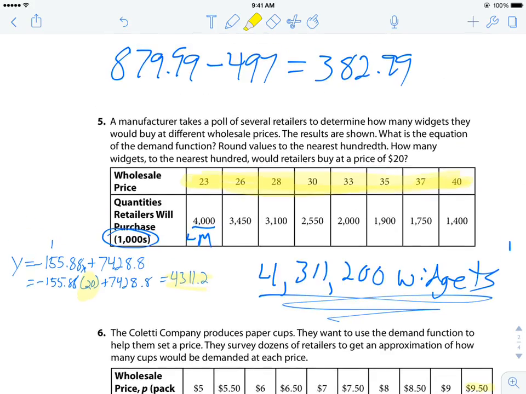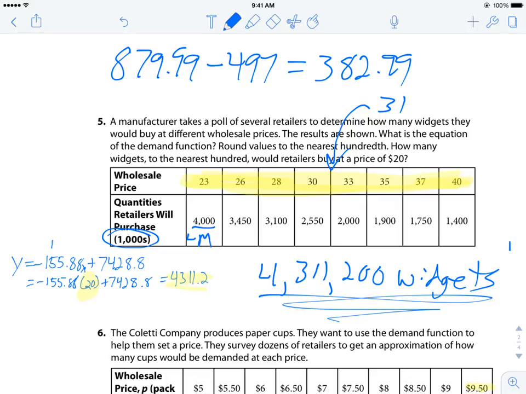So if I asked you to find out the quantity of demand for something that was set at $31, that would be interpolation because it's kind of within the range of values that we had. Those are some vocab terms you're going to see.